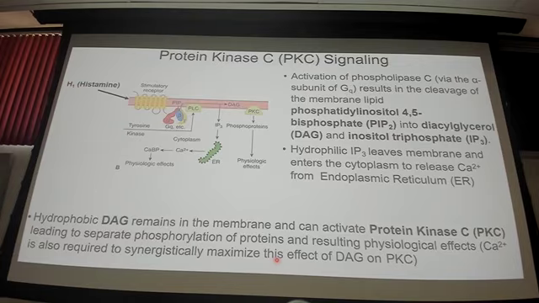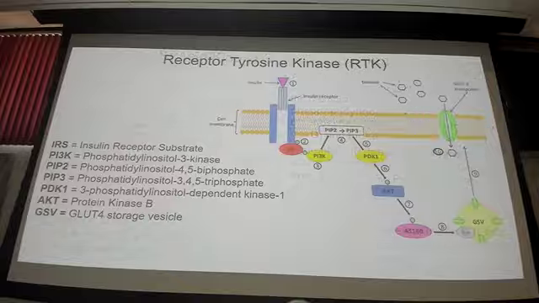Protein kinase C: activation of phospholipase C via the alpha subunit, causing the cleavage of PIP2 to DAG and IP3. IP3 leaves the cell membrane to cause calcium release from the endoplasmic reticulum, which causes the physiological effects. So you guys remember all of this, and that's great.